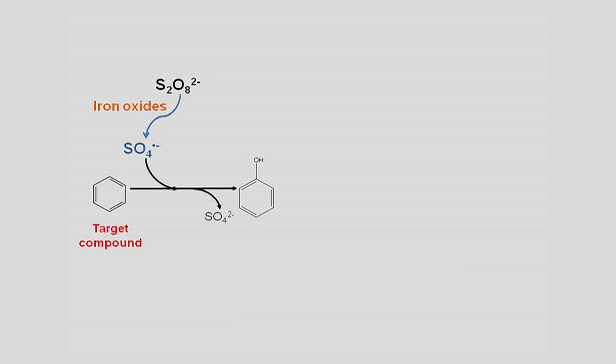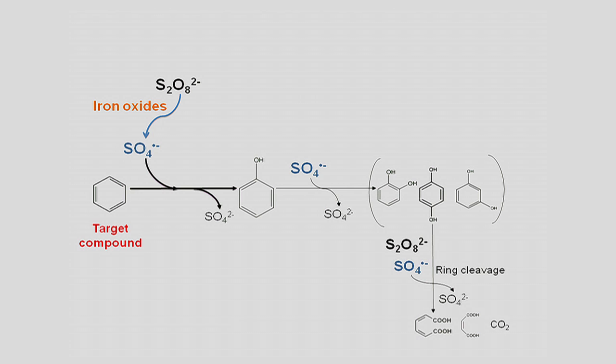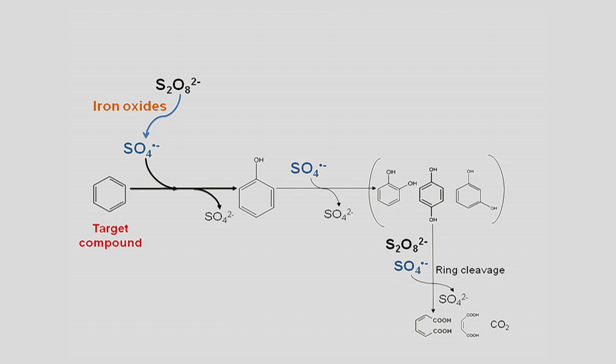And when sulfate radical reacts with benzene, it oxidizes benzene through a 1-electron transfer process to phenol. And then if we let the system keep going, sulfate radical can further react with phenol to produce a series of more hydroxylated compounds such as catechol and hydroquinone. And then these secondary, more hydroxylated compounds can further react with sulfate radical or directly with persulfate. And then eventually the aromatic ring is broken, and a series of small organic compounds, less toxic compounds, are formed.